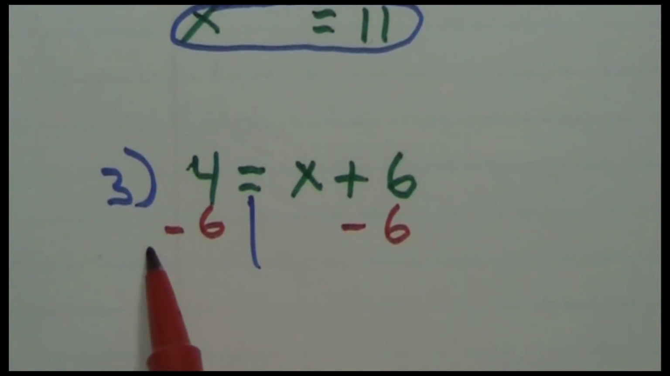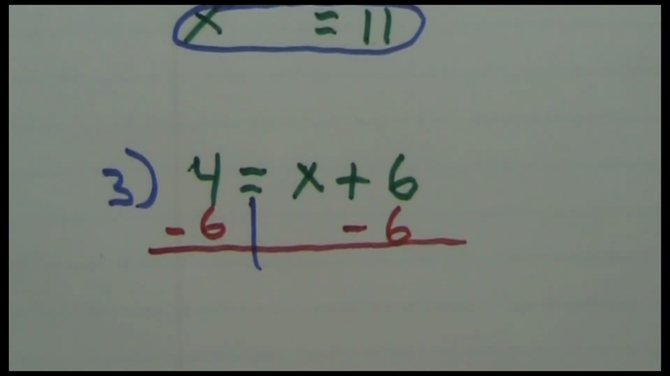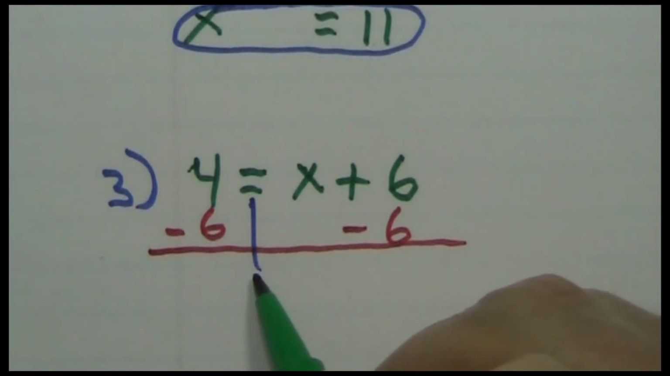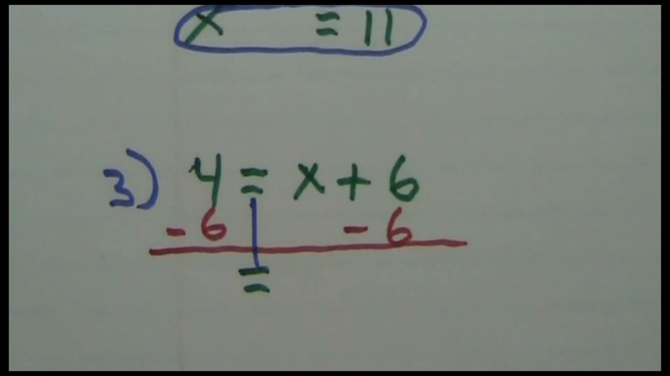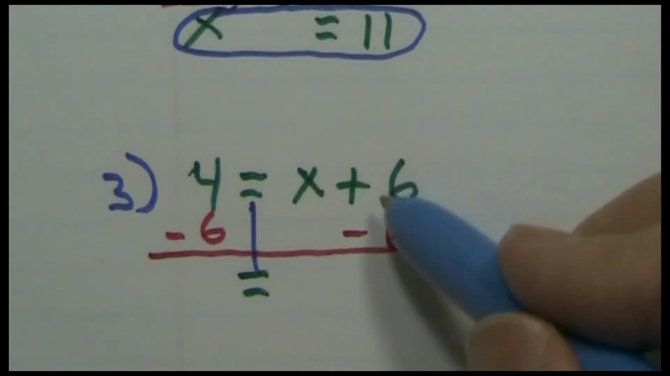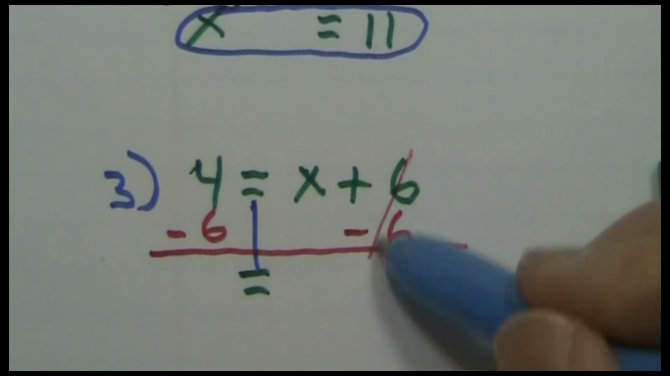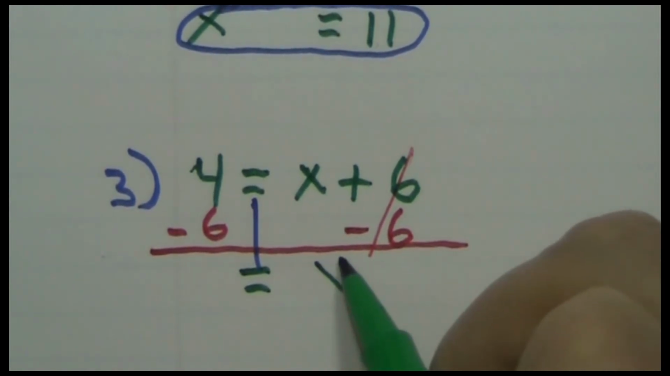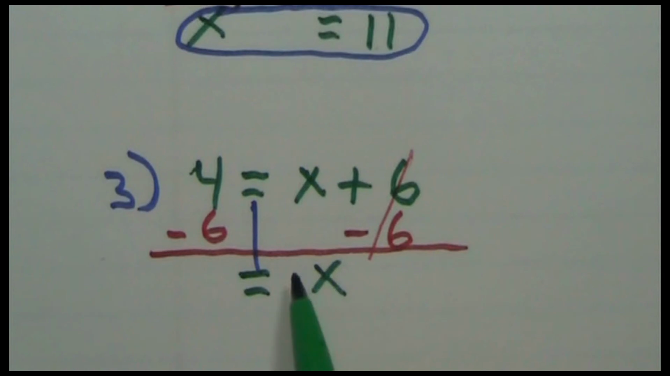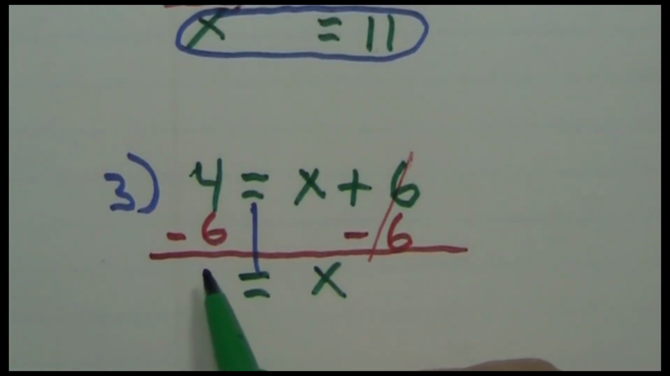And if you want to draw a line all the way across, you can, like that. And this is your equals, right? Okay, so this right here becomes 0. 6 minus 6 is 0, and you are left with just the letter x. That's the goal. On the other side is our answer.